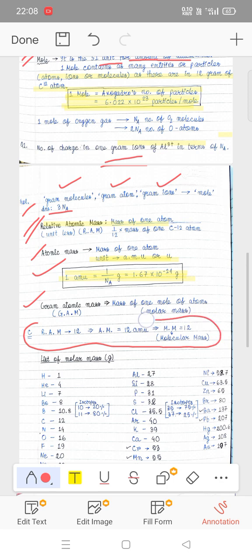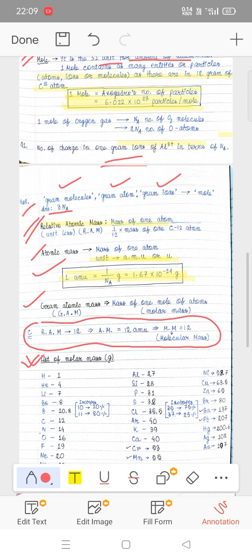Okay, that is, relative atomic mass is 12, it is a simple ratio, so no unit. Now atomic mass is 12 AMU, so it has a unit. And what is the molar mass? It will be simply 12. Okay, now these are the list of molar masses, you should learn by heart. Okay, it is very important, all these numbers you have to learn by heart.